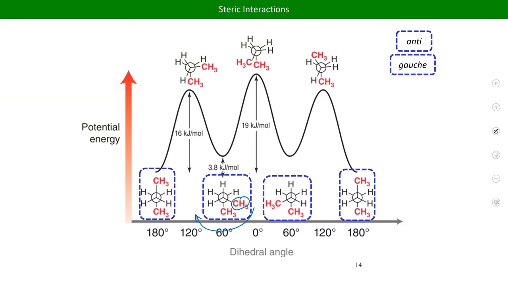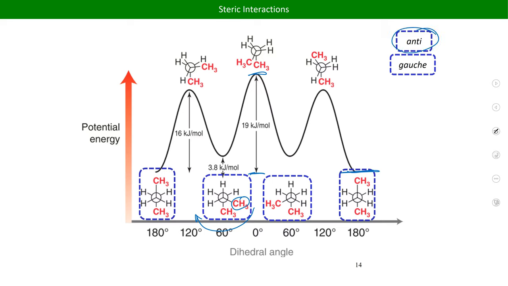That's gonna be a bigger barrier because you're making the two carbons pass by each other. It's harder than making a carbon pass by a hydrogen. And it's definitely harder than making two hydrogens pass by each other. And so you wind up with our most stable conformers being the ones where they're staggered and in opposite directions, which is what we call anti.